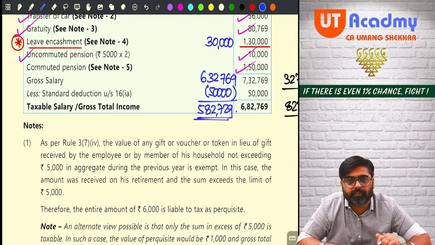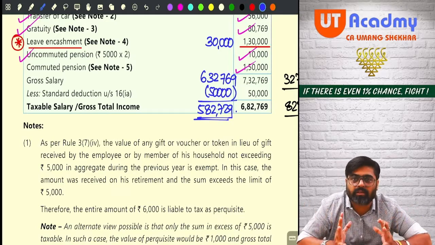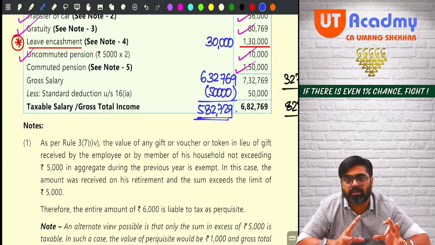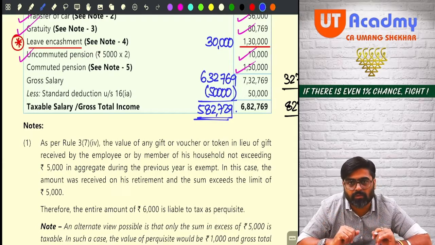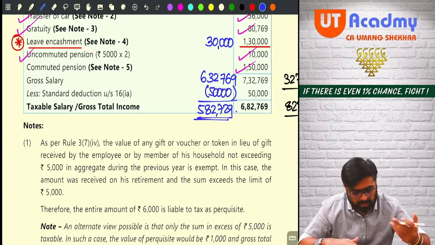Understanding? Shall I move ahead? How was this question? Interesting, no? Mark this question important. Before exam, you have to compulsorily see this question because this includes many things. Perquisites, few perquisites are also covered. Retirement benefits are also covered. Okay. So we are moving on to the next question now.